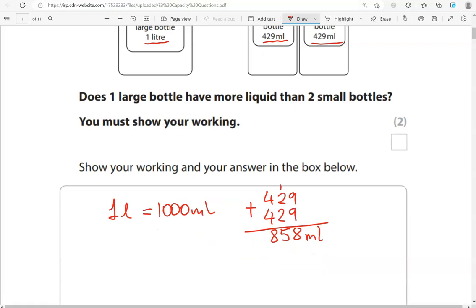So comparing 1,000 millilitres and 858 millilitres, 1,000 is greater. So, does one large bottle have more liquid than two small bottles? The answer is yes.